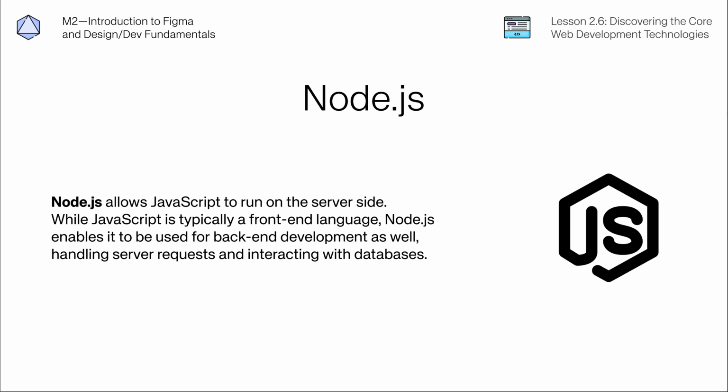The next technology is Node.js. Node.js allows JavaScript to run on the server side. While JavaScript is typically a front-end language, Node.js enables it to be used for back-end development as well, handling server requests and interacting with databases.